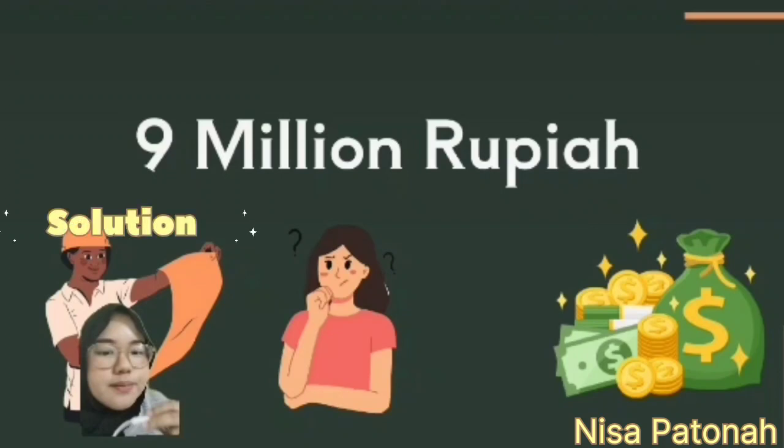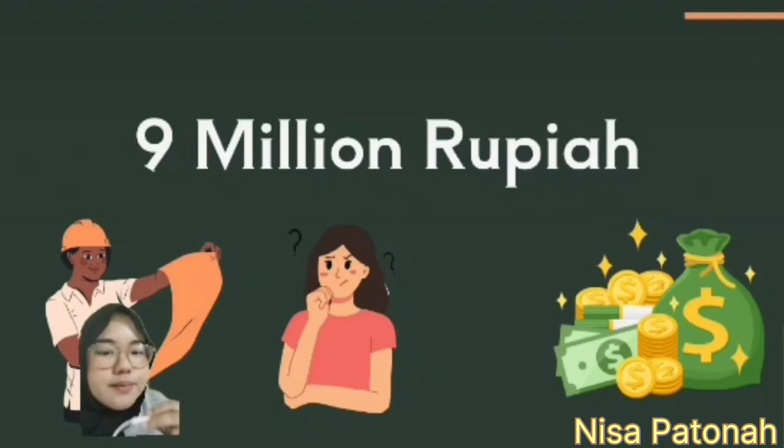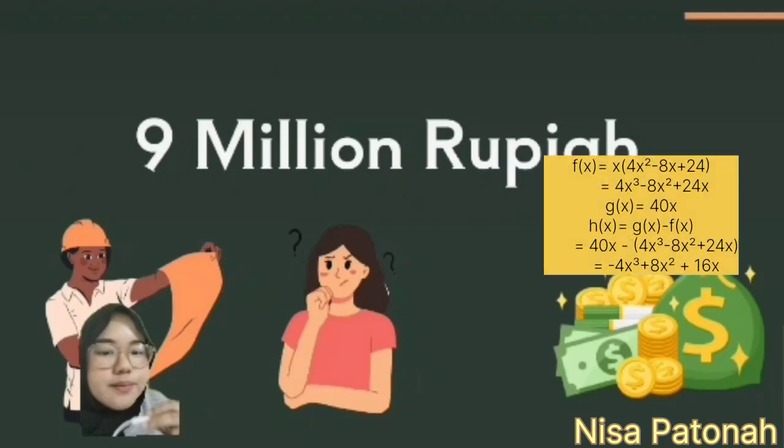So the solution is, for example, F(x) states the total production cost of x units of goods, G(x) states the selling price of x units of goods in 1000 rupiah, and H(x) states the profit obtained from the sale of x units of goods. Then we will have the formula like this.